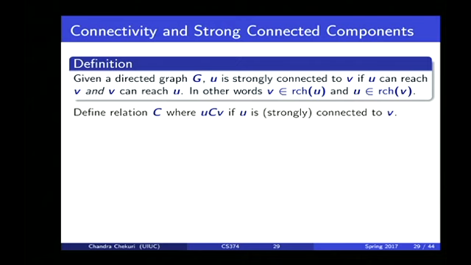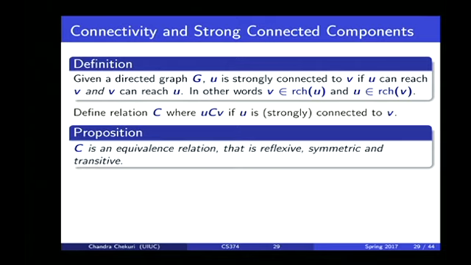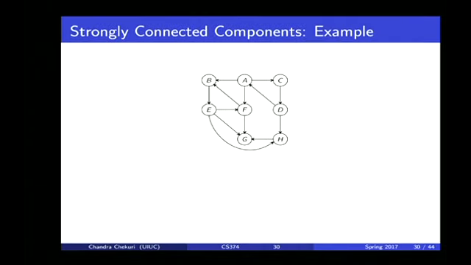This relationship is symmetric: obviously, if U is strongly connected to V, then V is strongly connected to U. But it's also transitive. If U is strongly connected to V and V is strongly connected to W, then U is strongly connected to W. So this is an equivalence relationship, and it partitions the graph into strongly connected components. That's the right way to think about a directed graph.